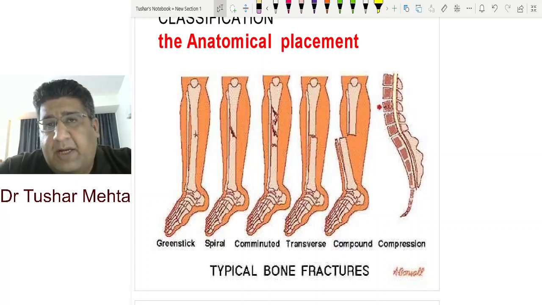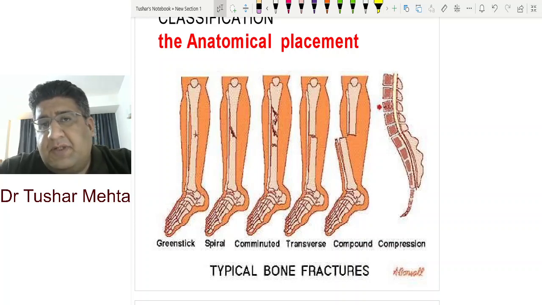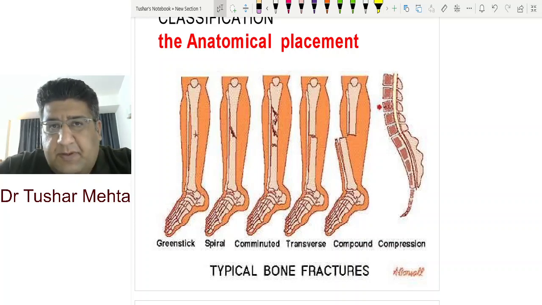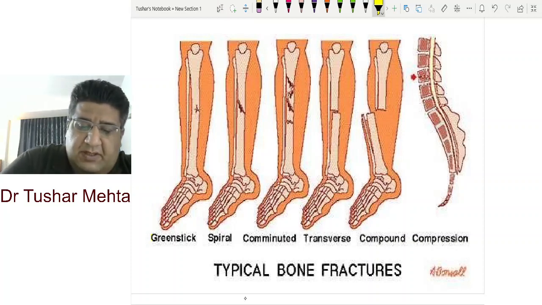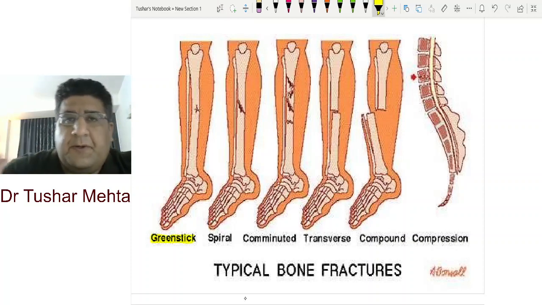Now, did I already tell you what is an incomplete injury and what is a complete injury? Yes, we've already spoken about it. The one which involves the entire cross section is complete, a part of the cross section is incomplete. Now, in this incomplete injury, I repeat my word, the classical pattern that you always see is basically a green stick fracture.